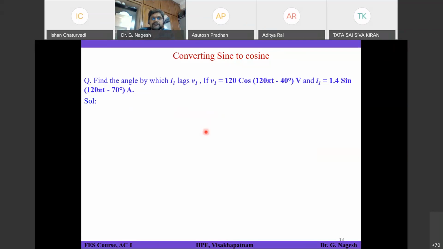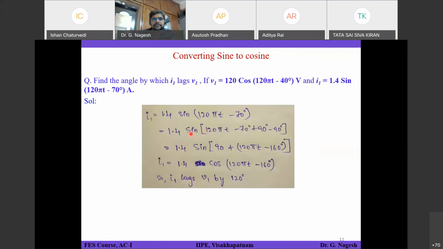I am specifically asking not the phase angle. Now I am asking what is the angle by which I1 lags V1? Okay, so it could be positive or negative. Let's see that. Right, how to proceed? So I am trying to convert the sine function I1 into cosine. Okay, so I have added plus 90 and minus 90 and except 90 everything I brought into one thing. This one becomes minus 60. Right, so if you see here I1 is equal to 1.4 into cos of 120 pi t minus 160 degrees. This is what I got.